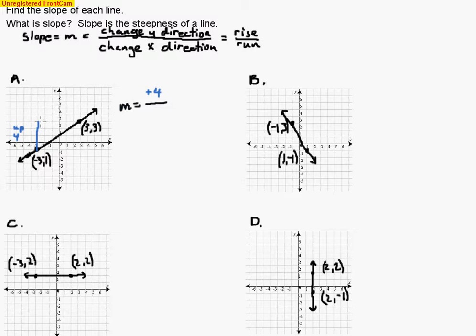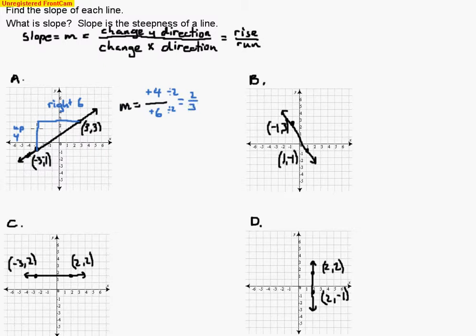Then from that point we need to go over. So we're going over, and we count the spaces: 1, 2, 3, 4, 5, 6. We went to the right 6 spaces. To the right are positive numbers, so that is a positive 6. All we do from there is reduce the fraction. We take out the common factor of 2, and we have a slope of 2/3.